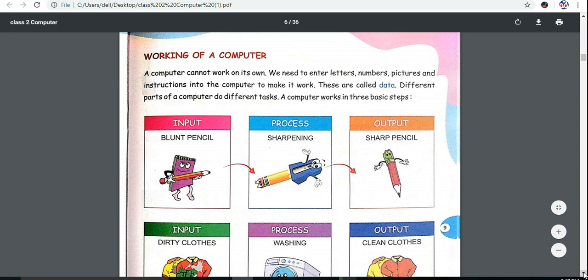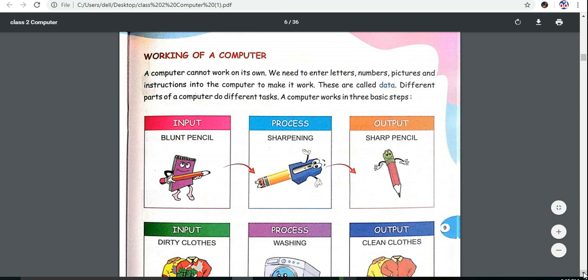So in the same way, we have more examples, like a blunt pencil, means a pencil without a sharp end. So you have a blunt pencil, and what you will do, you will sharpen it, and output will be your sharp pencil. This is the pointed one. So in that, input is your blunt pencil, sharpening is the process. Process converts your input into an output. The process is very important. Without the process, your input will not convert into the output.